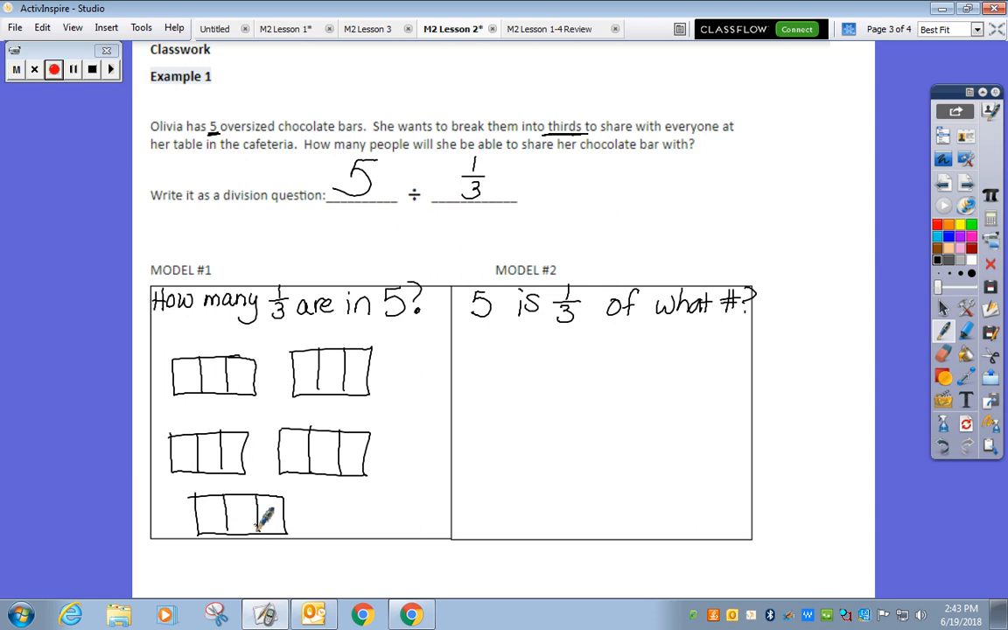and I'm going to count how many 1/3 are in 5. So each section is 1/3. This is 1/3, this is 1/3, this is 1/3. So I'm going to circle each one of these sections in each of the 5 whole.